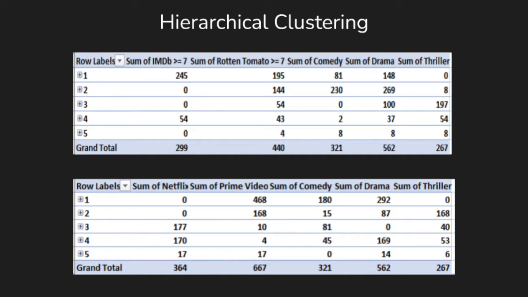Hierarchical clustering was performed twice, using the availability on each platform, high ratings, and the three most popular genres. Our analysis revealed that the titles with both comedy and drama genres score high on Rotten Tomatoes. Titles with a high rating from both IMDb and Rotten Tomatoes are more associated with comedy and drama genres. Amazon Prime is mostly associated with comedy and drama genres.